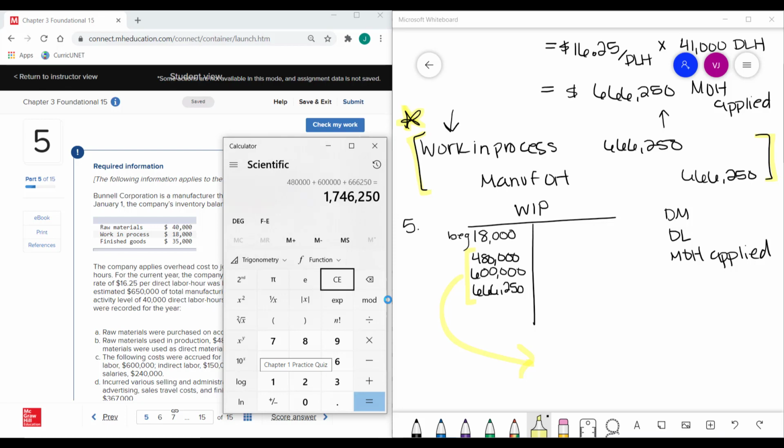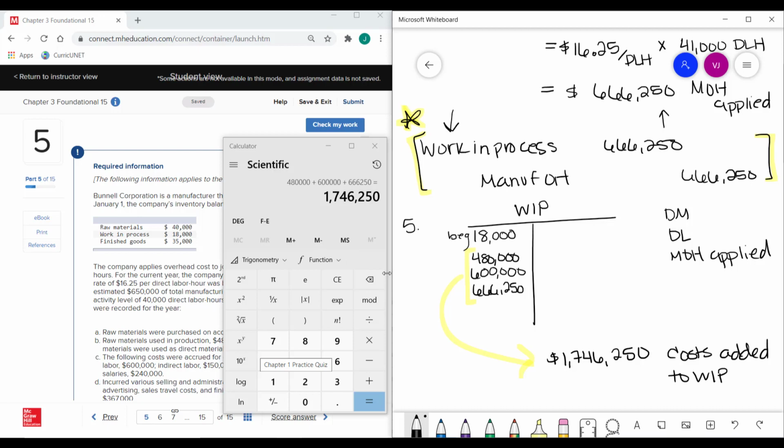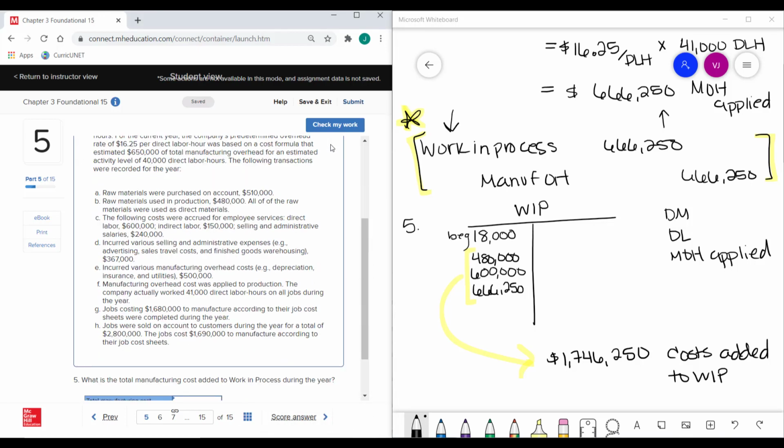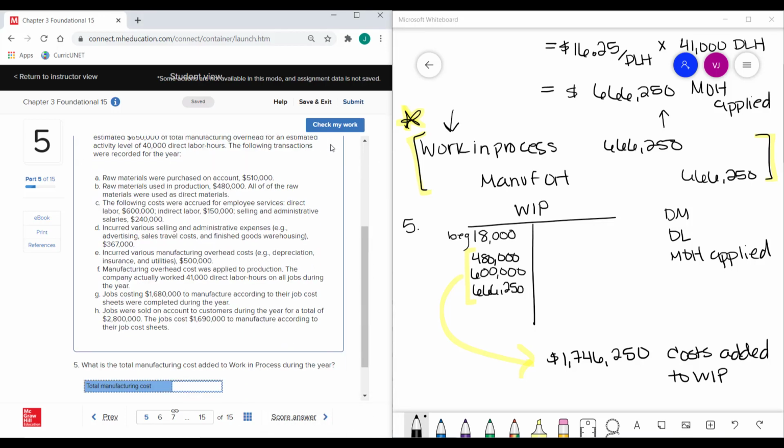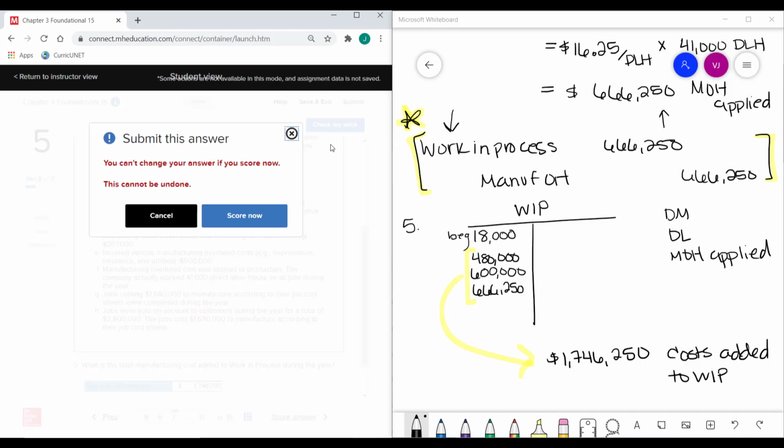So the cost added, that comes out to $1,746,250 of costs added to work in process. It's just costs added for the period. Okay, so let's do 1,746,250. Okay, and specifically it's product cost, right? It's manufacturing costs that we added to work in process. That's anyways the only cost we add in there.